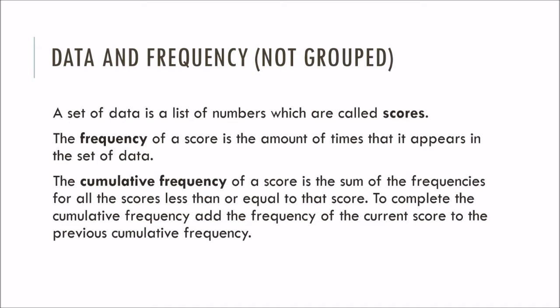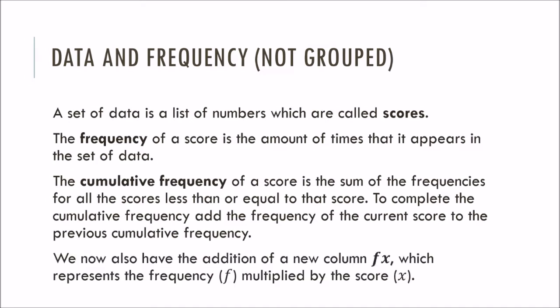Our cumulative frequency of a score is the sum of the frequencies for all the scores less than or equal to that score. To complete the cumulative frequency, you add the frequency of the current score to the previous cumulative frequency. We now also have an additional column when we look at our frequency table, which is fx. This represents our frequency multiplied by our score.